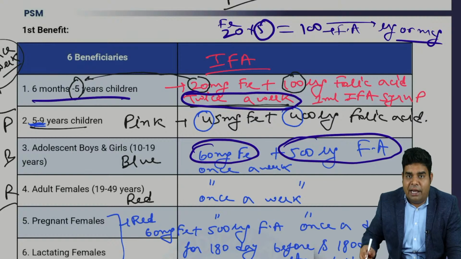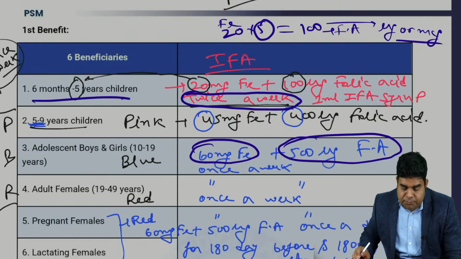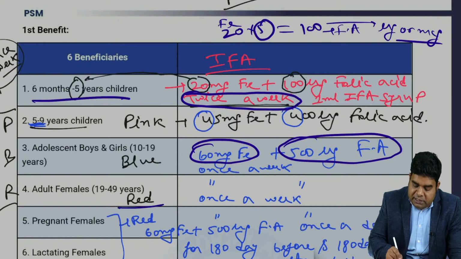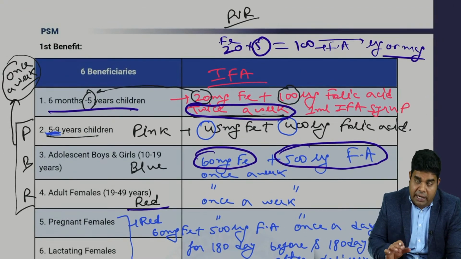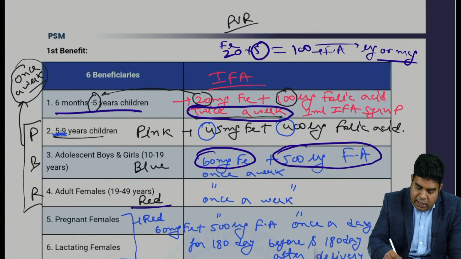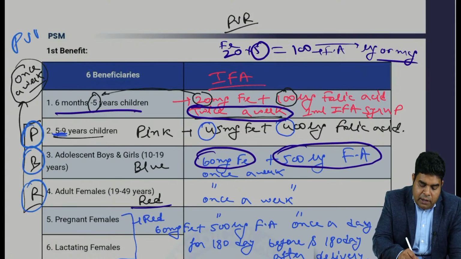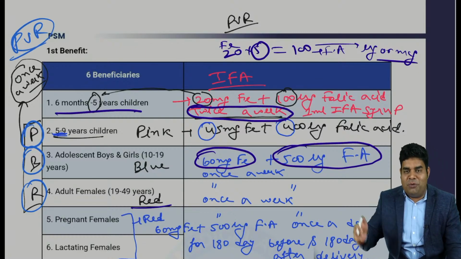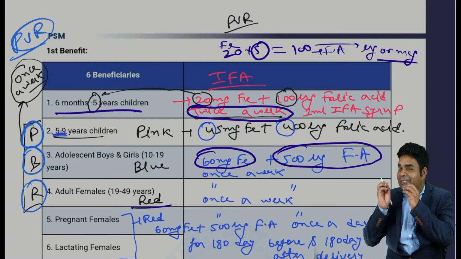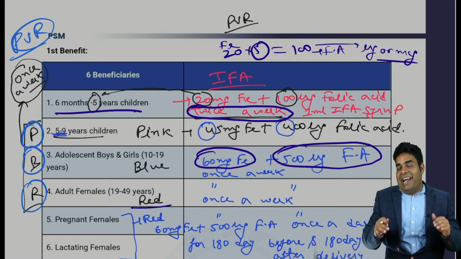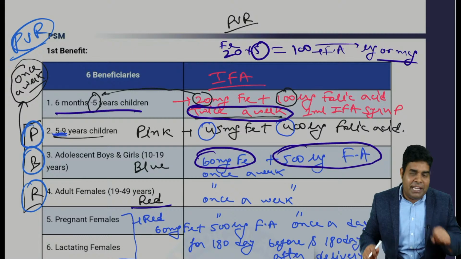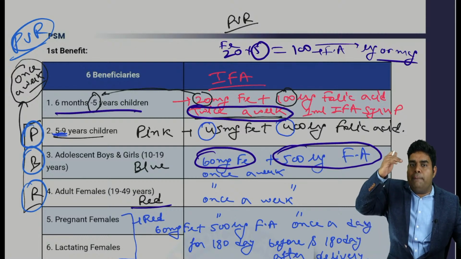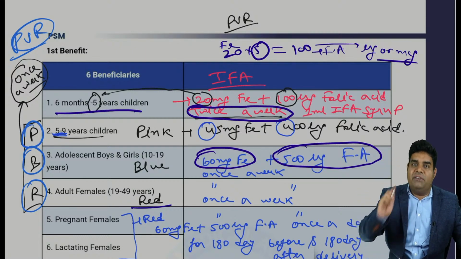Then there is red color for adult females, in which we give the same dose as adolescents, also once a week. So to remember it together, the mnemonic is PBR, like PVR. We used to go to watch movies in PVR, and some people also go there to do some other work. So in PVR, is a movie released once a week or twice a week? A movie is released once a week in PVR. In the same way, pink, blue, red, PBR is given once a week.